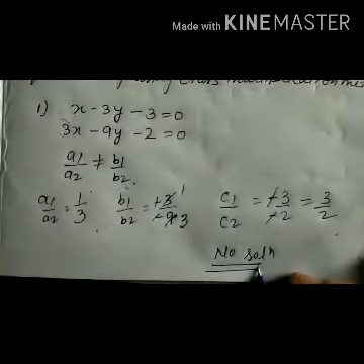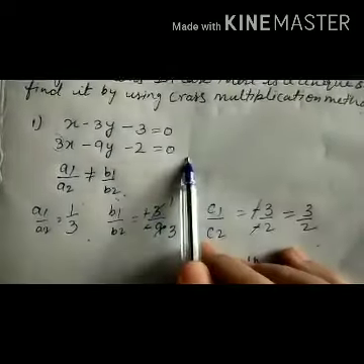In the first question, there will be no solution, and if there is no solution, we will not find the solution of these equations by the cross multiplication method.